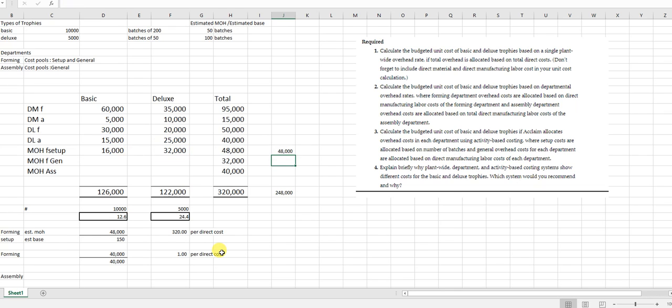And it does, so I'm good. Okay? Don't just divide it by 50 or divide it by 100, because this is your forming cost for both of the trophies. So I'm basically splitting it between both of the trophies.